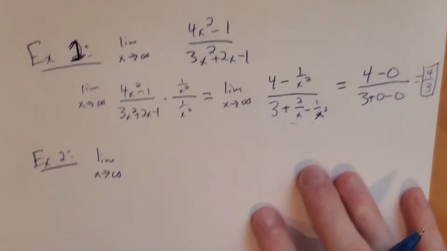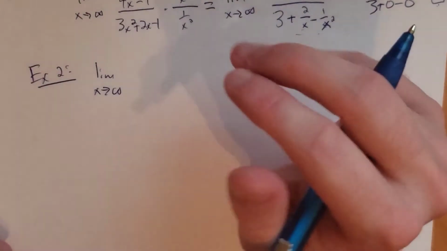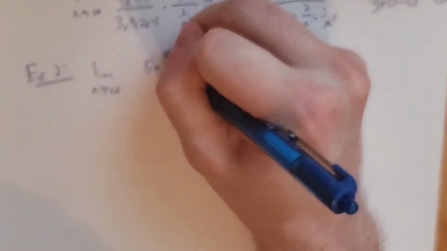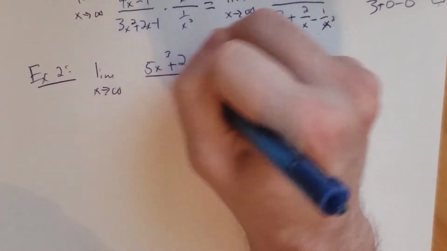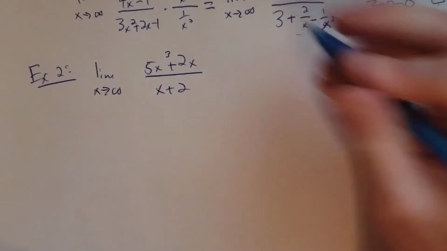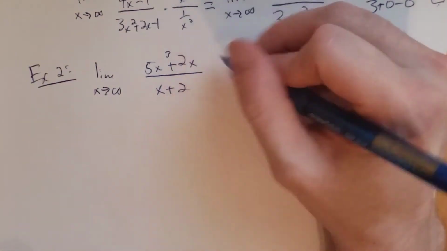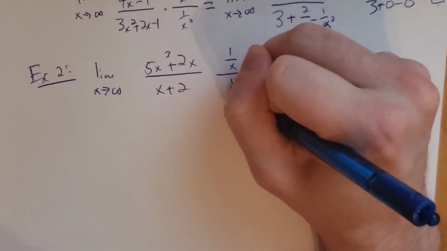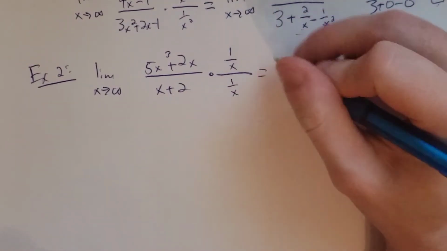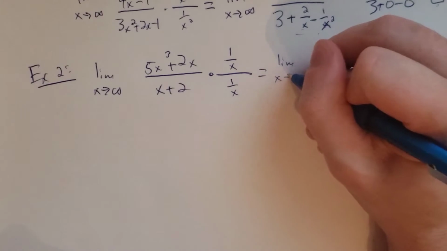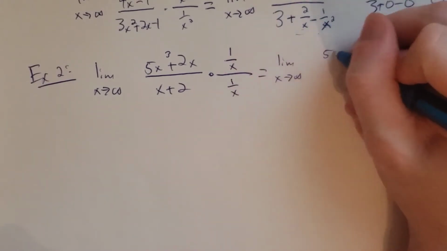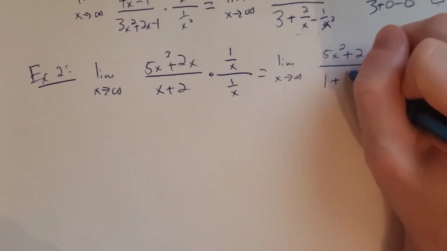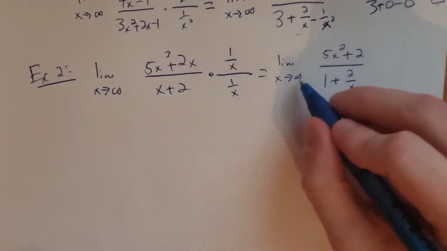The next one is the limit as x goes to infinity of 5x cubed plus 2x all over x plus 2. Again, we should multiply by 1 over the highest power in the denominator. So we do that. And we're going to get limit as x goes to infinity of 5x squared plus 2 all over 1 plus 2 over x.